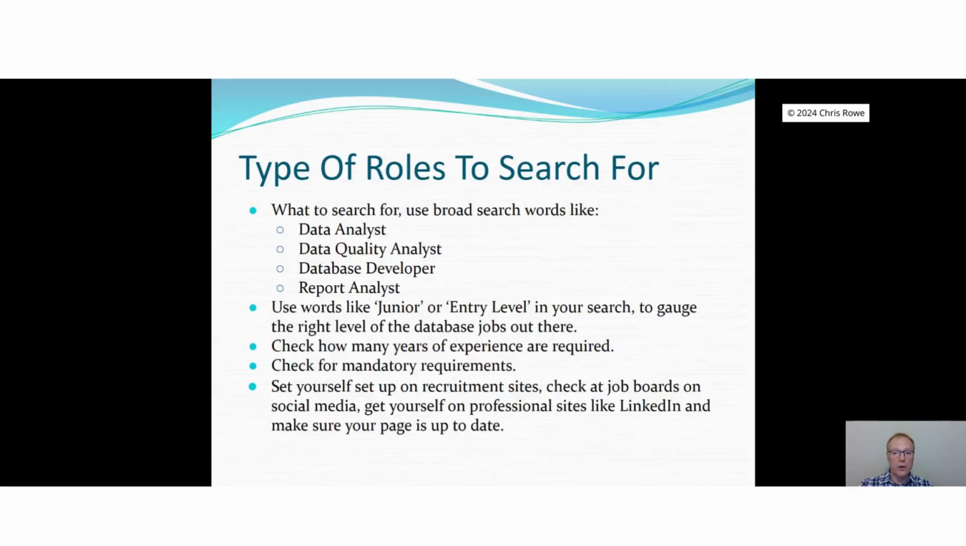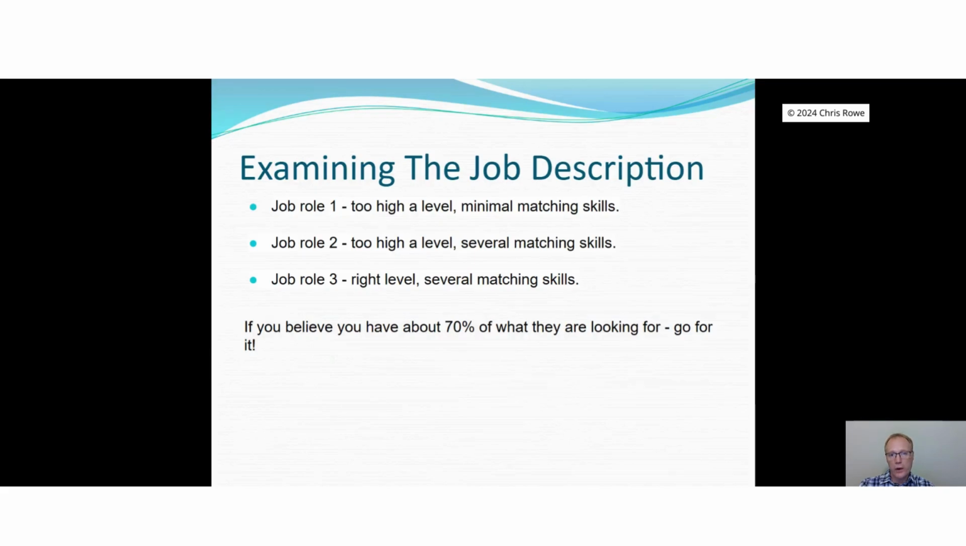So once you've gone and searched for some roles, let's have a look and see the type of things to look for within those roles themselves. What we're going to do next is have a quick look at the variety of job descriptions for roles that I've actually applied for, all of which I interviewed for. Two of them I didn't get, but the last one I somehow managed to get. So we'll go through these three examples, see what's going on and take it from there.